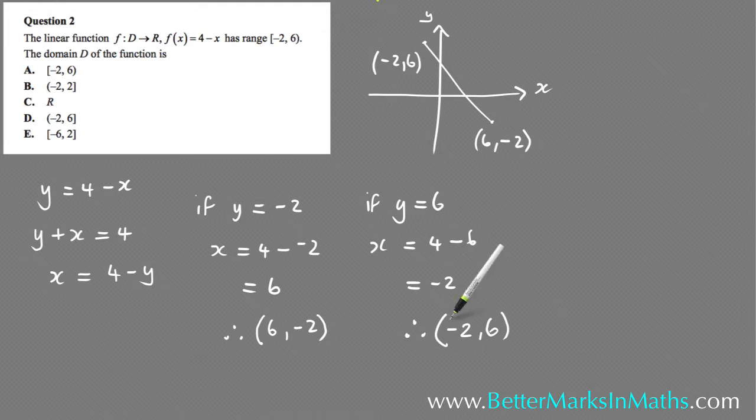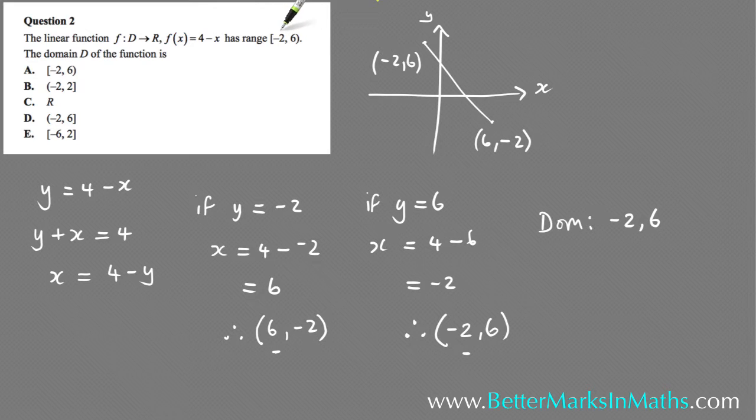And you can actually just see from these numbers that this is the lowest x value on the graph, and this is the highest x value, which is really what you're after. So the domain lowest x value is minus 2 up to the highest value of 6, and then what you need to pay attention to are these brackets.